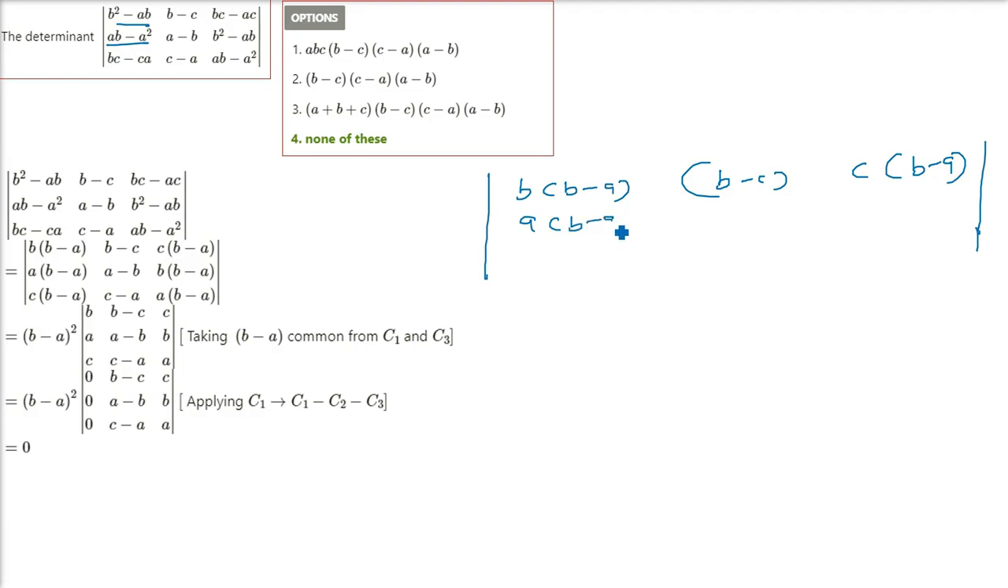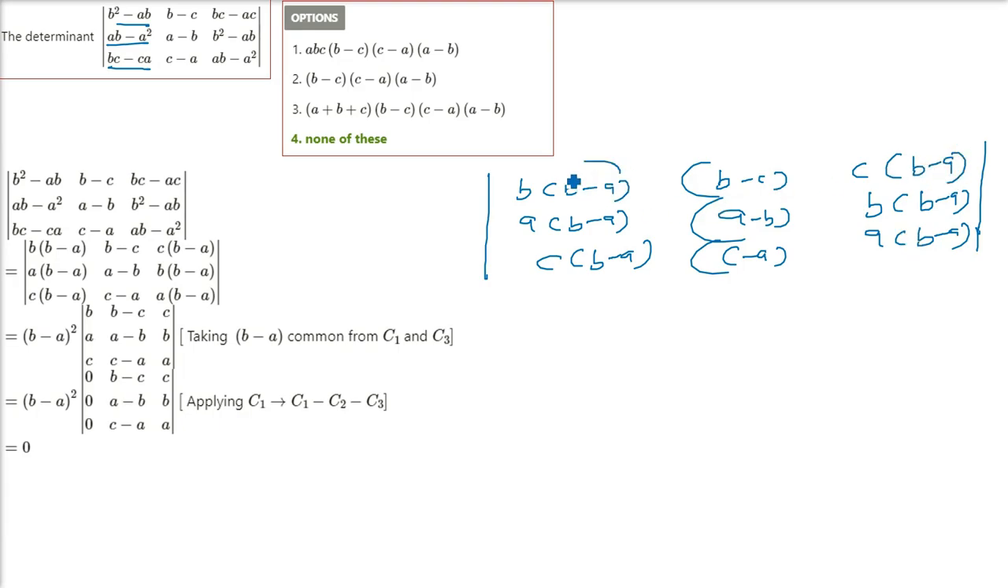B minus a minus b it is. Then we take b common from here, b minus a. Here we take c common, you get b minus a. Here you have c minus a. Here you take a common, you get b minus a. So from the first column I am taking b minus a common. From the third column also I am taking b minus a common. So when we take b minus a common, you will get b minus a whole square.